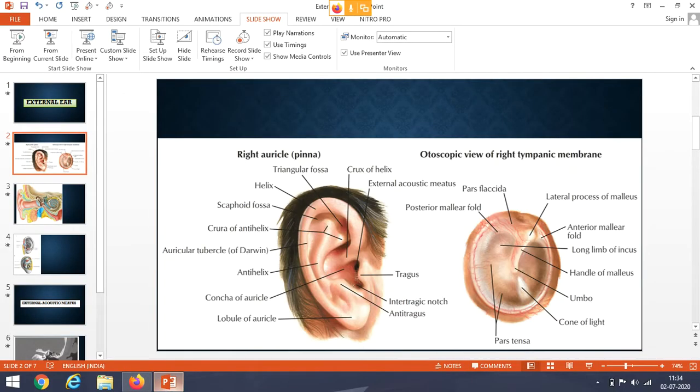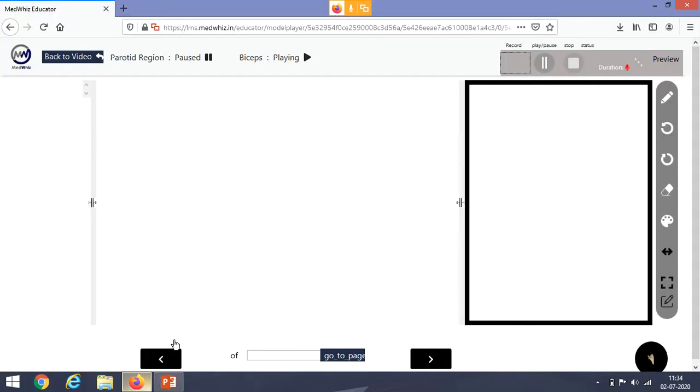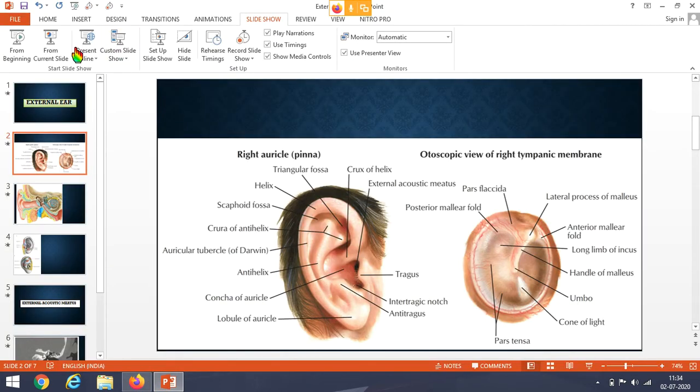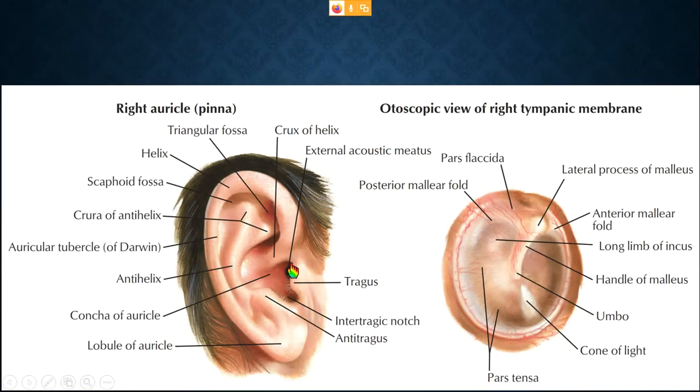Then what are the features of the auricle? Let me show you the parts of the auricle. If you observe the lateral surface of the auricle, it is irregular and presents a concavity facing forwards and laterally. It displays the following elevations. Here you can see the elevations and some depressions. Let us see what the elevations and depressions are called.